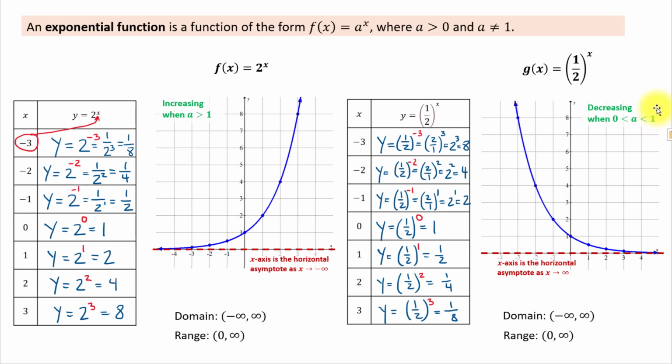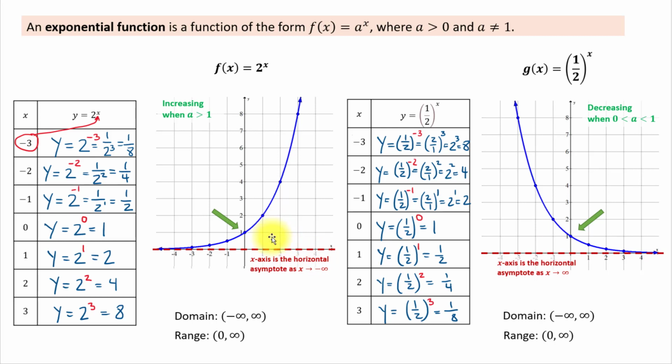The reason I didn't say just simply less than 1 is because we know that the base, or a, has to be positive. And there is one more interesting observation. Notice how both graphs cross the y-axis at 1. In other words, it's the y-intercept of both graphs, (0, 1).